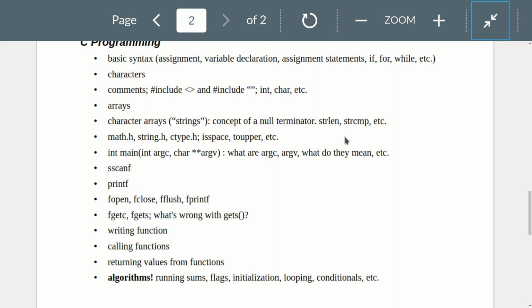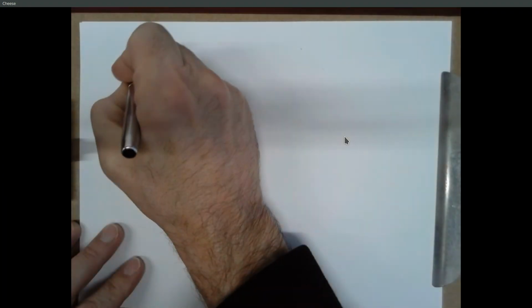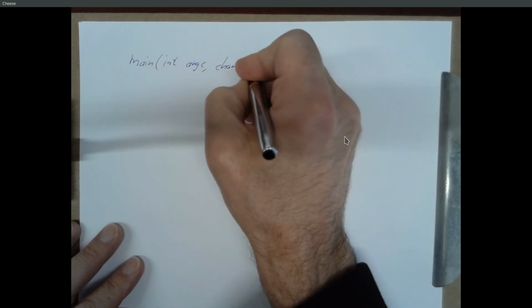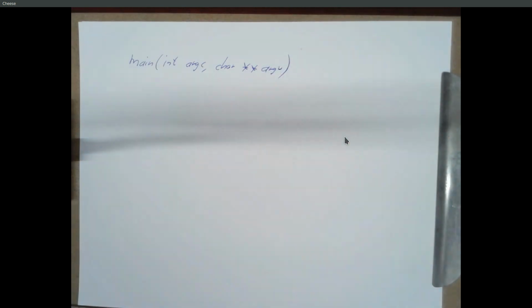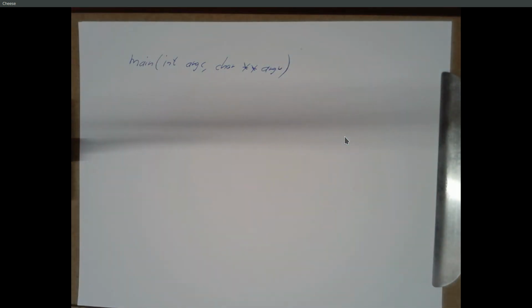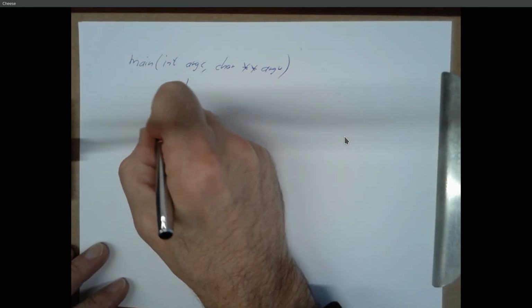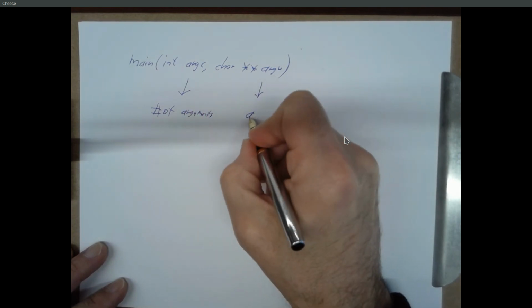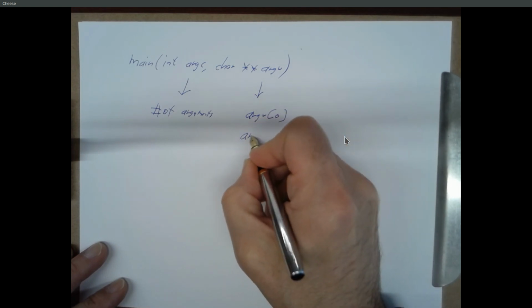All right, argc argv. Does anybody want to talk about argc argv? We've kind of talked it to death. I'll give you the 30-second version. First argument is an integer, second argument is a pointer to a character. Okay, argc is the number of arguments, and argv is an array of strings.